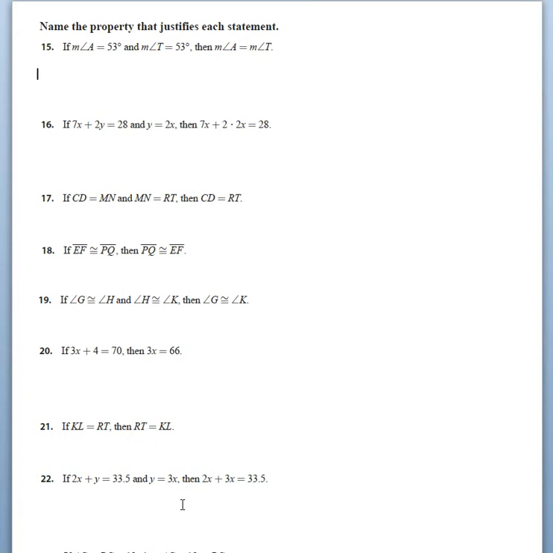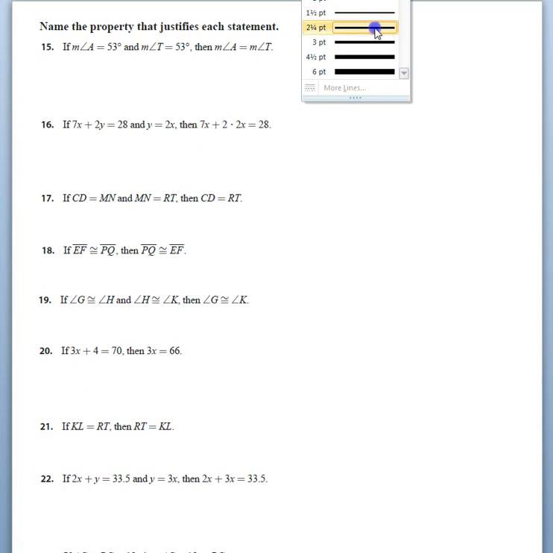Hi, this is Mrs. Williams, and we are going to talk about some different properties you'll use when you're doing proofs in geometry. The directions say name the property that justifies each statement. Number 15 says if the measure of angle A equals 53 degrees and the measure of angle T equals 53 degrees, then the measure of angle A must equal the measure of angle T.